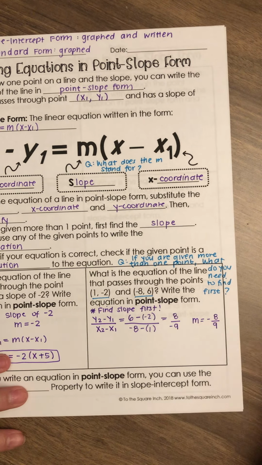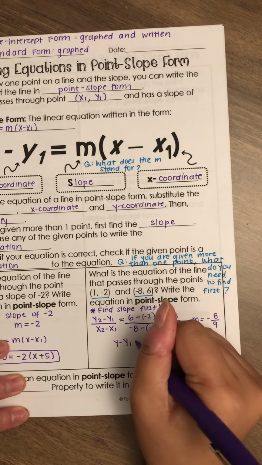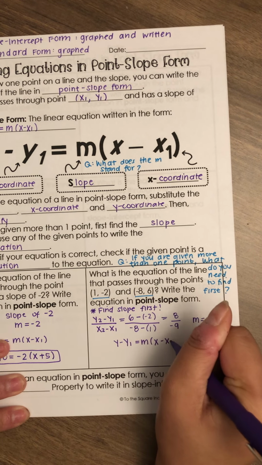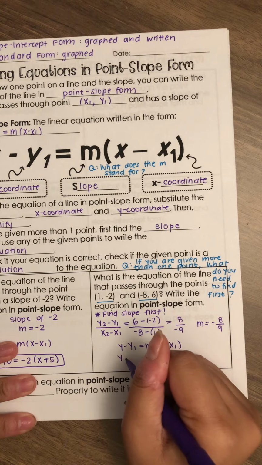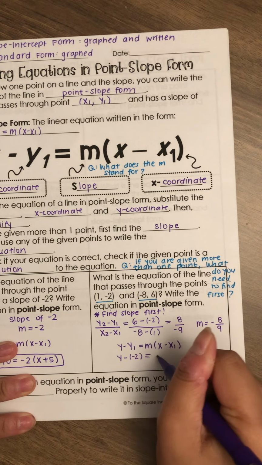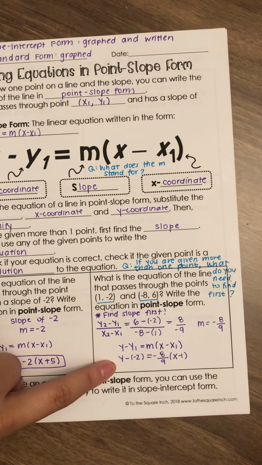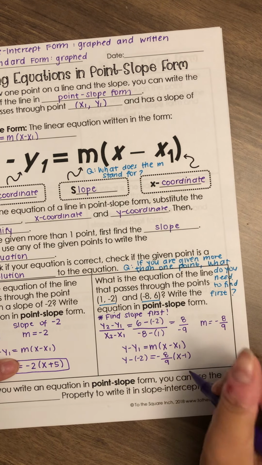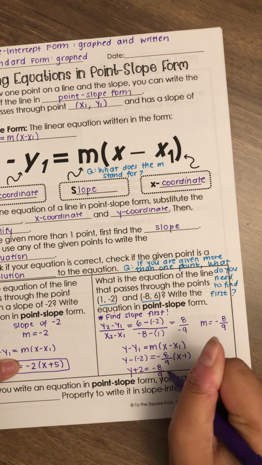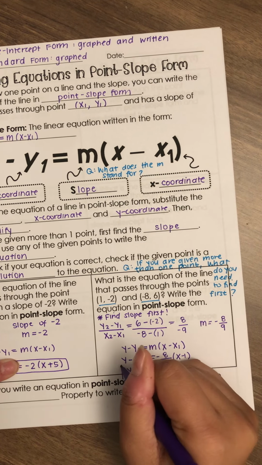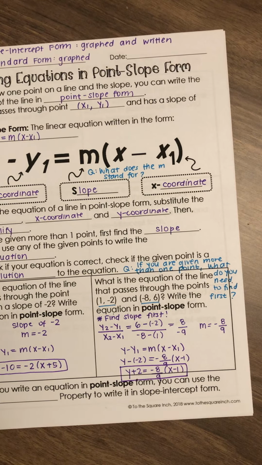So I now have a point and a slope that I can plug into my point slope form. So y minus -2, again, this y minus -2 is the same thing as y plus 2 equals -8 over 9 times x minus 1. That is our equation written in point slope form.